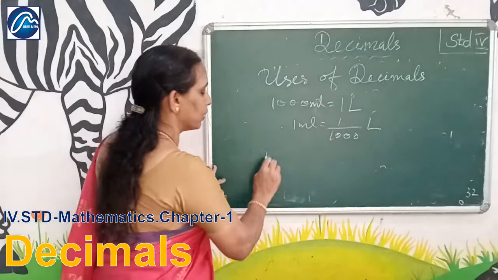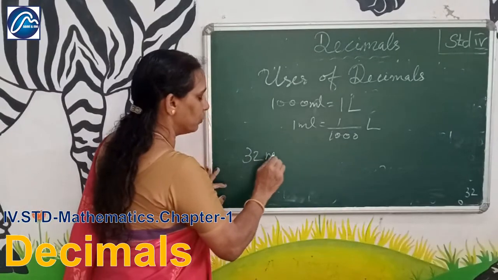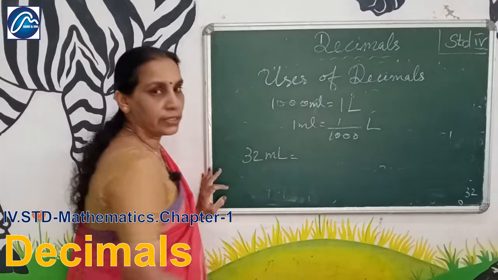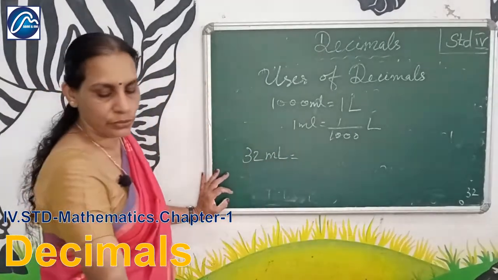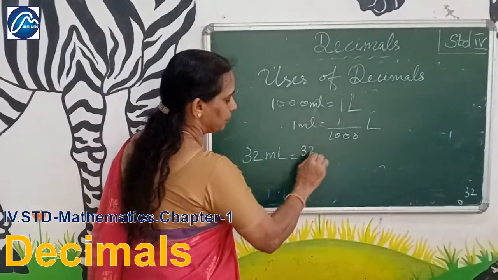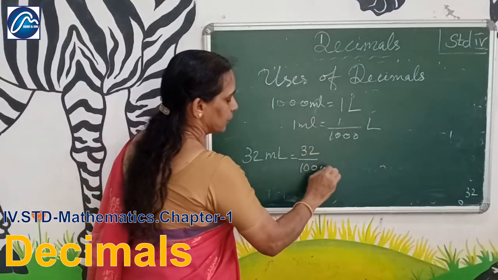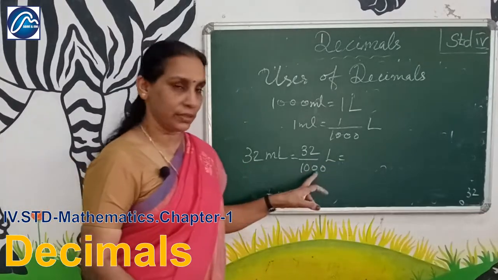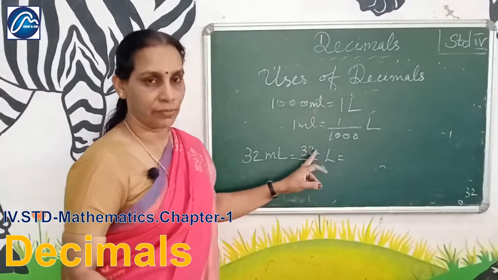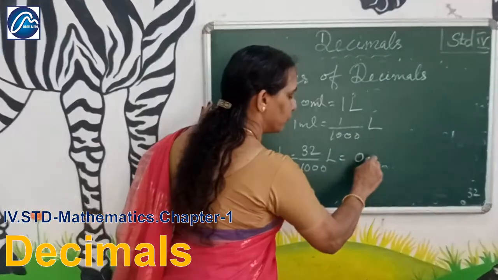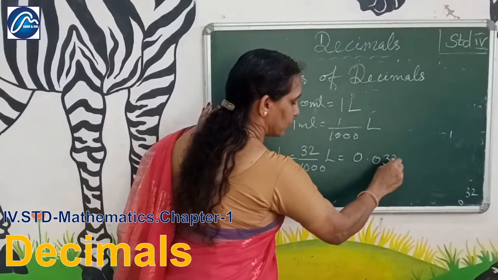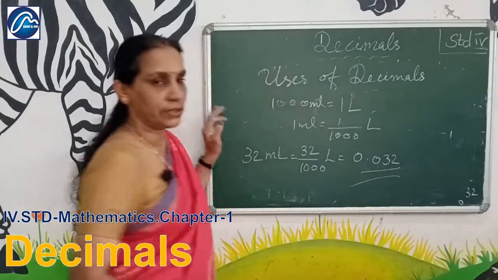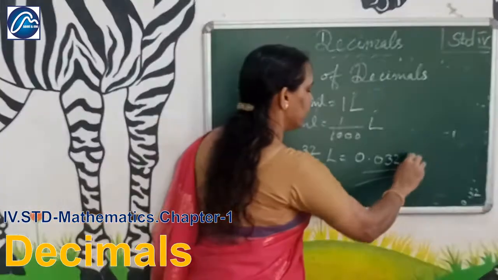32 milliliter. How will you write? 32 by 1000 liter. Here we need 3 decimal places. There are only 2 numbers, so we need an extra 0, 0.032 liter.